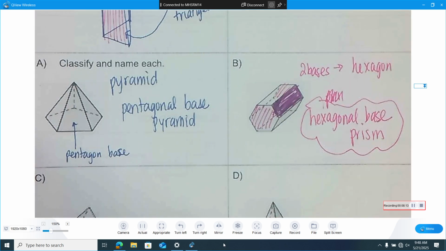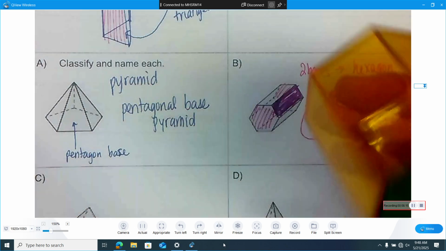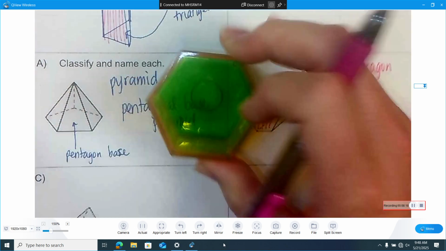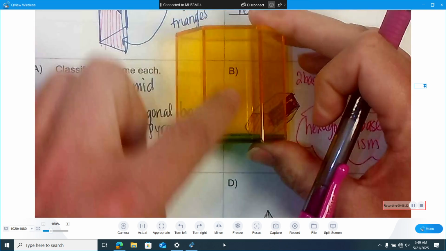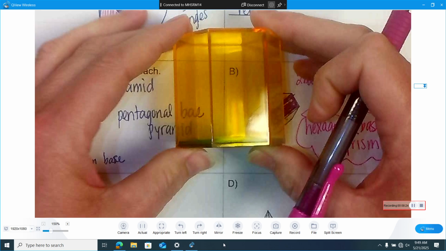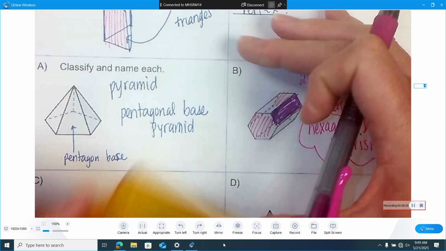Trying to see if I have, oh, look at that, I do have one. So that's it in 3 dimensions there. There's the hexagonal base prism. So you can see all the rectangles that make it up there.